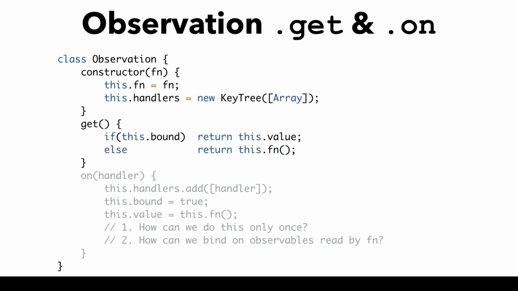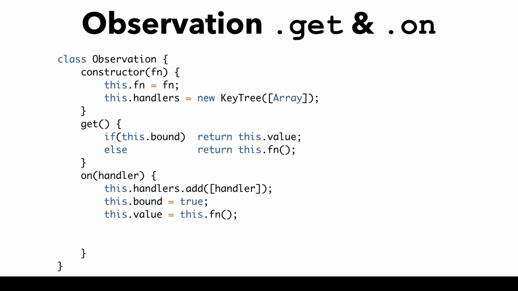We'll implement get to test if the observation has been bound. If it has, we'll return a cached value. Otherwise, we will return the result of the evaluator function. Finally, we'll implement on to store the handler, set bound to true, and run the evaluator to store the cached value.